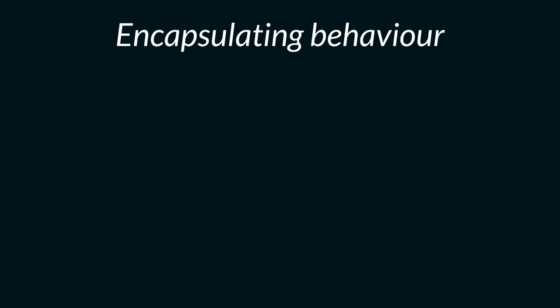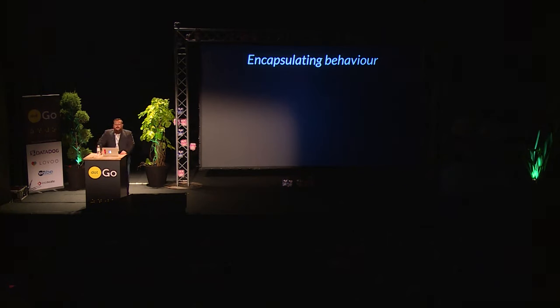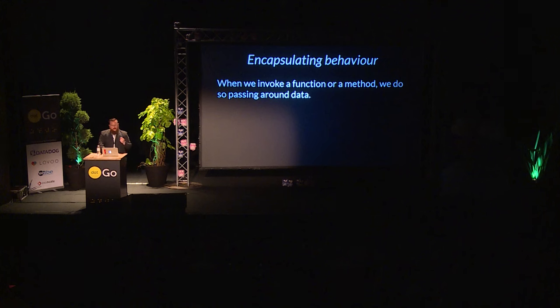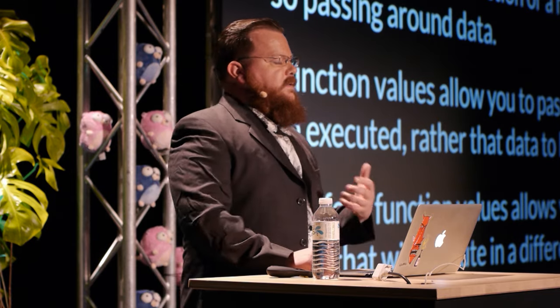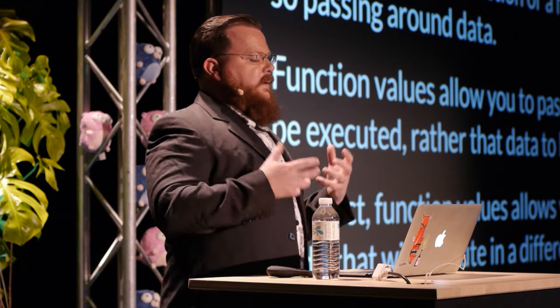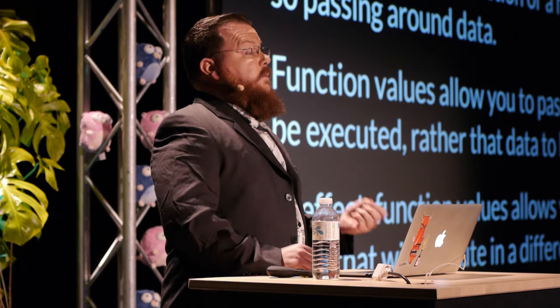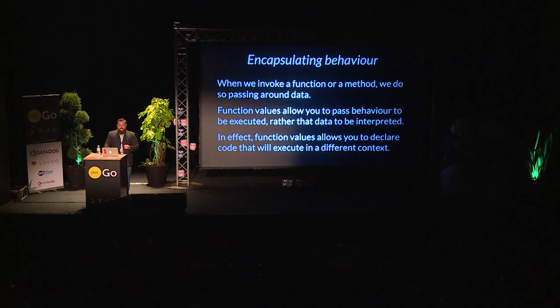So let's leave interfaces for a moment and talk about some other properties of first-class functions. When we invoke a function or a method, we do so by passing around data. The job of that function is often to interpret that data and take some action. Function values allow you to pass behavior to be executed rather than data to be interpreted. And in effect, passing a function value allows you to declare code that will execute later, perhaps in a different context. And to illustrate this, let's look at an example.